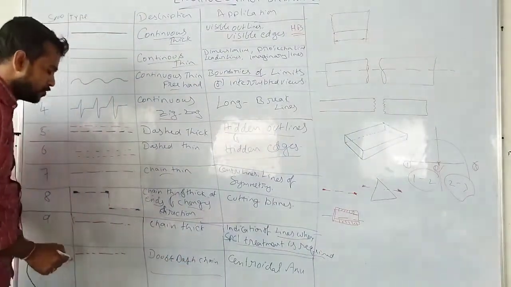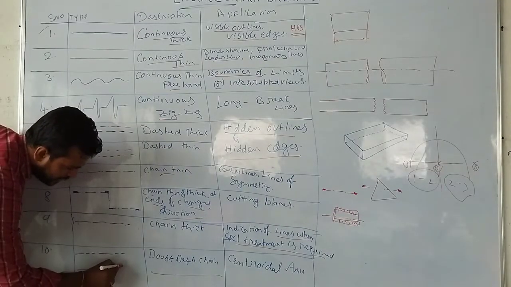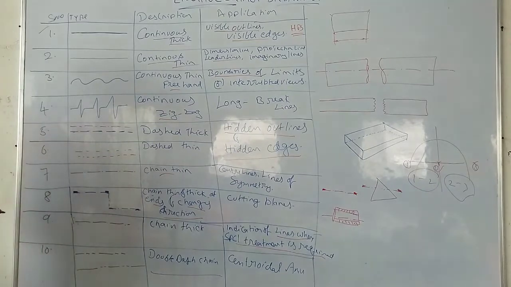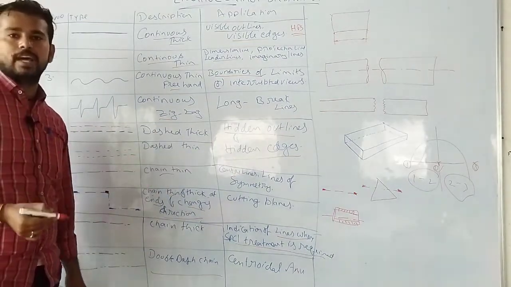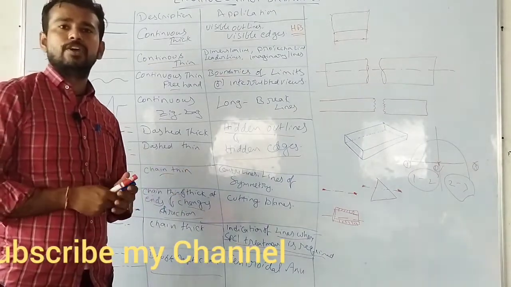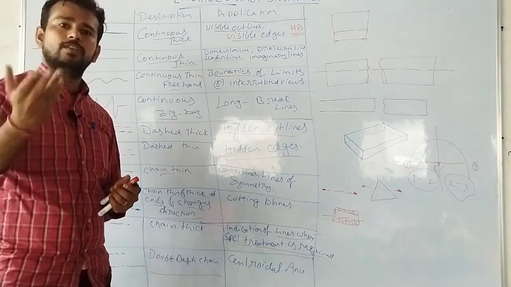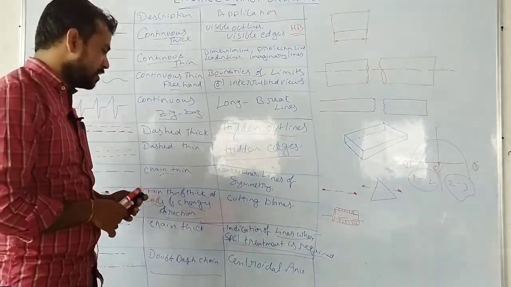Double dashed lines are useful in, see, double dashed line means line dash, small 2 dashes, dash, dash, dash, dash. Okay. Double dashed line is useful in indicating centroidal lines. You know centroidal lines, the center of gravity lines. The center of gravity and the centroid lines, where the total area or the total weight of the body will get concentrated, are nothing but centroidal axis.